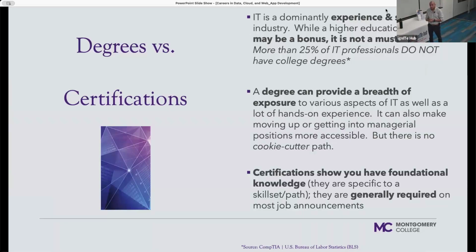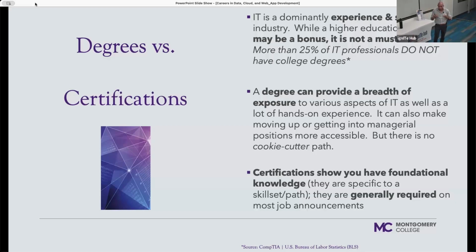So, degrees versus certifications. First of all, IT is a dominantly experience and skill-based industry, and I already mentioned that. So they want you to have the skills, the knowledge, and the experience, right? With that said, about 25% of people in IT do not have college degrees, but that comes with an asterisk. Why is that? You may not need a degree to get into the entry level positions in the field, but you are definitely going to need a degree to progress to higher level positions, depending on the different areas, and definitely for management.